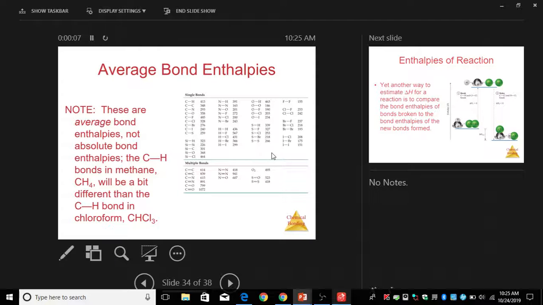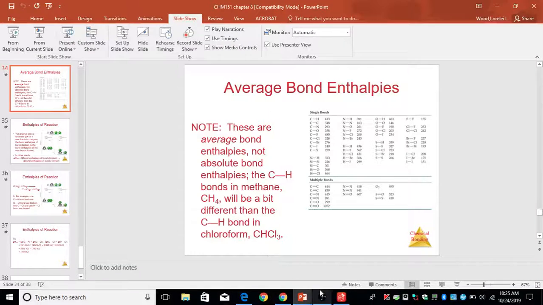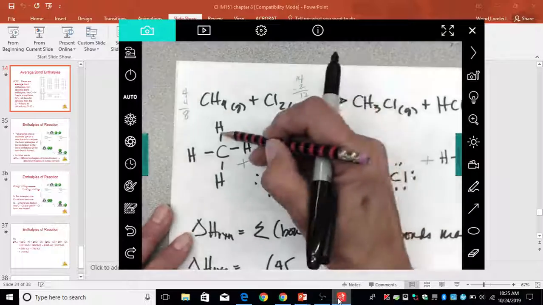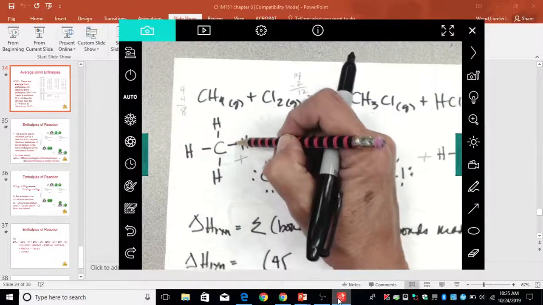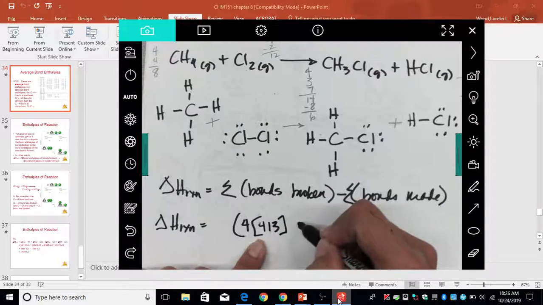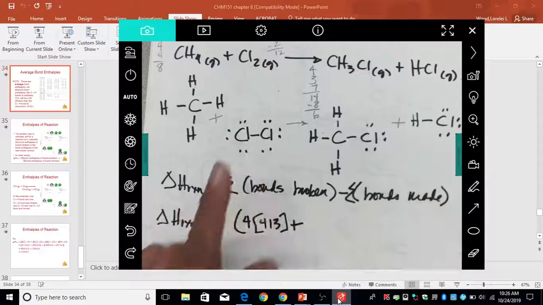How many of those bonds do we have to break? 4. So we're going to say, in parentheses, 4 times, what's the number that we need there? Is it 4? Right, because if you look at the molecule, CH3, go back to the ladybug. See, we've got 4 bonds to break. 1, 2, 3, 4. So I would take 4 times the 413, plus, now I got to break the chlorine-chlorine bonds.